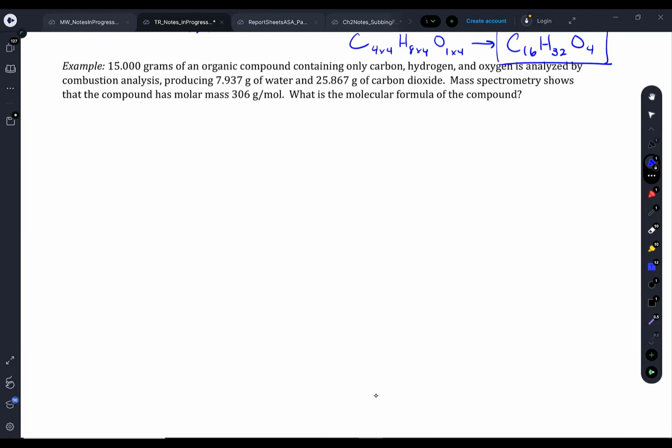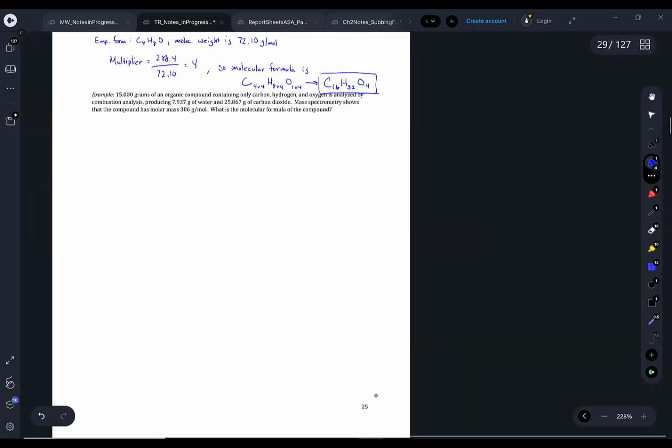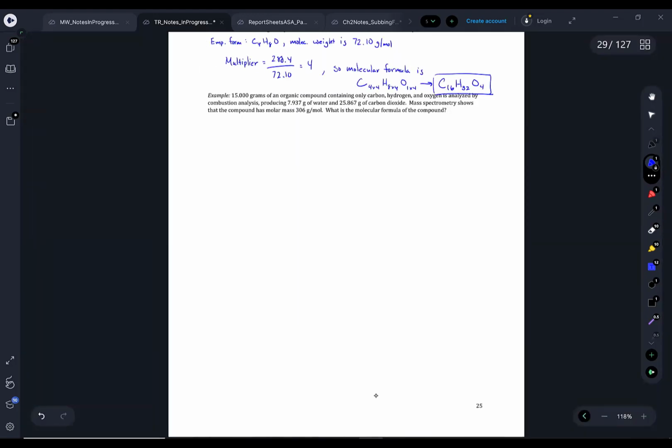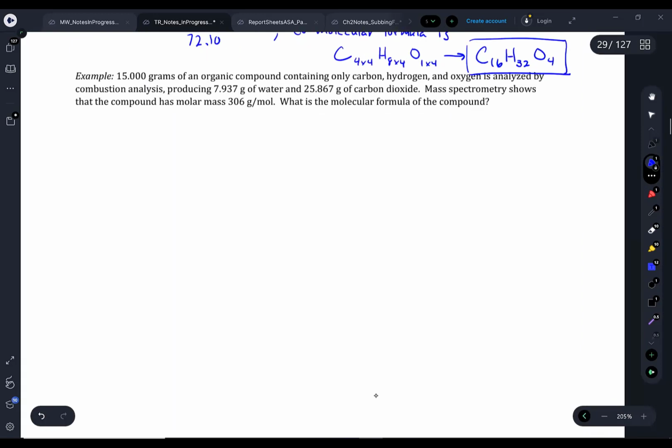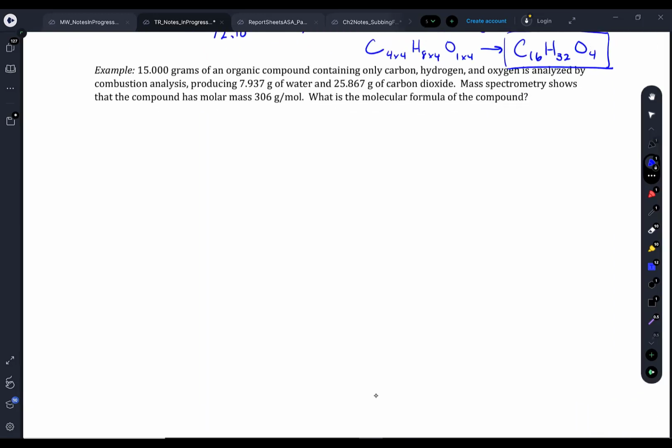All right. Now, this example, I've given you a lot of space, right? This example combines all of the last questions. So we have 15 grams of an organic compound that contains only carbon, hydrogen, and oxygen. It's analyzed by combustion analysis, gives you this much water and this much carbon dioxide. Mass spectrometry shows that the compound has this molar mass. What is the molecular formula?